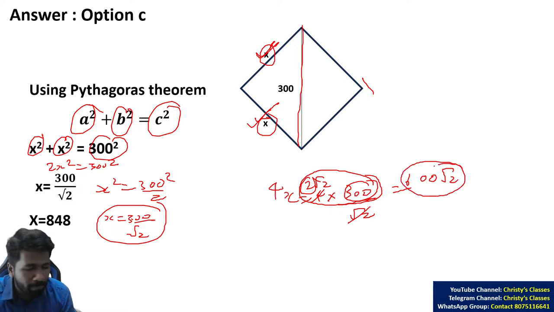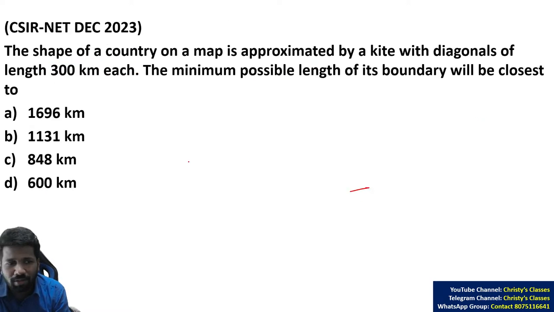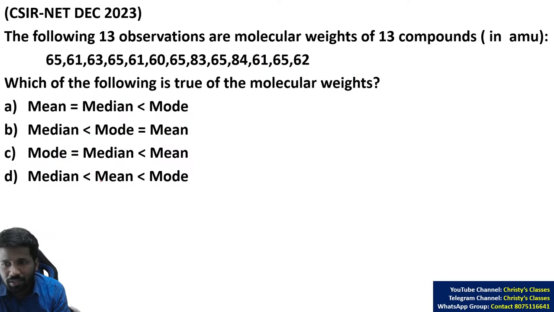Again, this is where your approximation skills will give you the answer super fast. Use options. Here there is a correction: 4x is what we need. 4x is 848. 600 into root 2, either you can do the normal multiplication. Approximately root 2 is 1.41. But utna time waste nahi karna hai because look at the options.